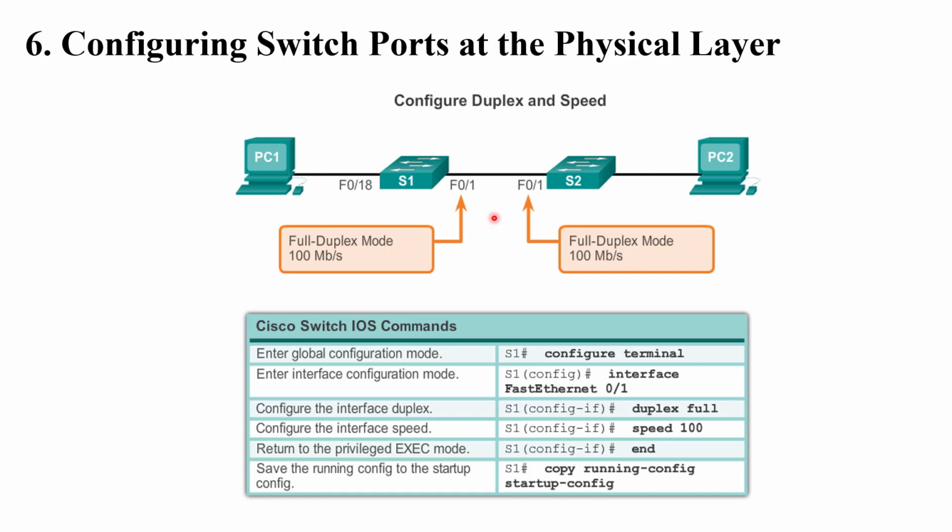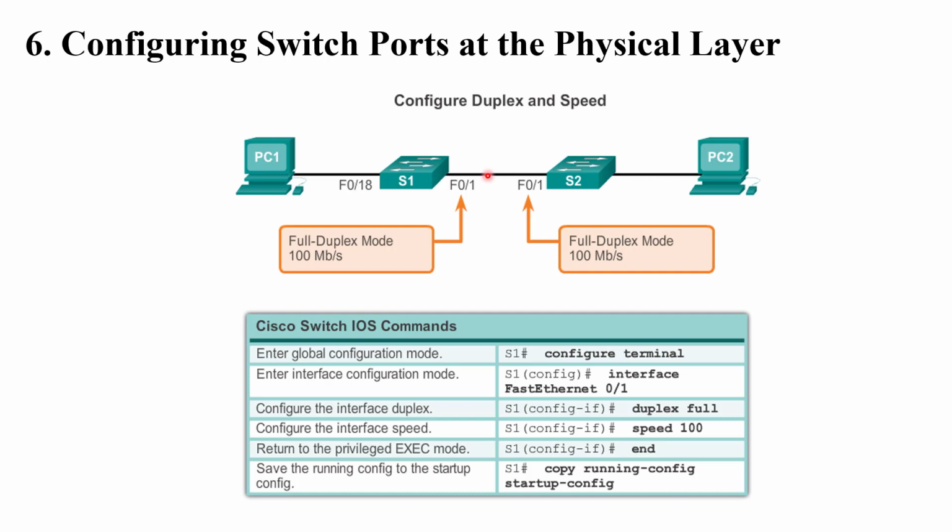Now, in this, you can see S1 to S2. They are connected by a cable, and the name of the interface here is FastEthernet 0/1, and here also the name of the interface is FastEthernet 0/1. Now, this link, I want to make this a full duplex link. So how to do it?